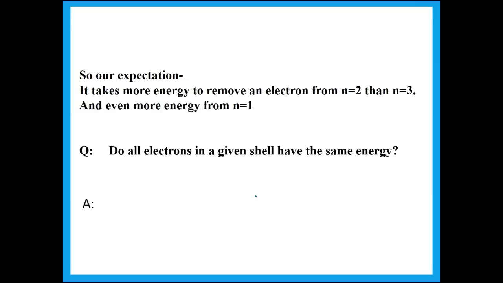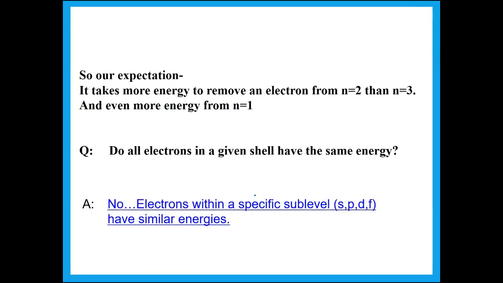So, do all electrons in a given shell have the same energy? And the answer to that question is no. Electrons in a specific sublevel, s, p, d, or f, have similar energies. That's why we have peaks that look like this, because there's area underneath here that's averaging out the energies of all of those peaks within that range. And so they have similar energies, which is why they're being captured here, but not exactly the same.